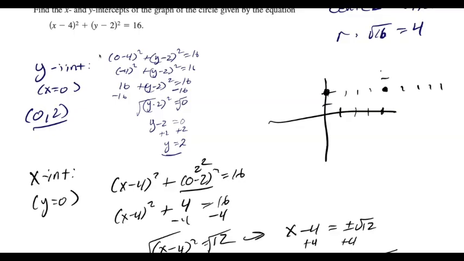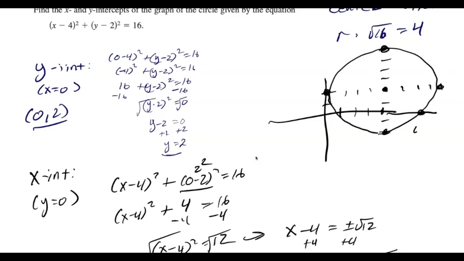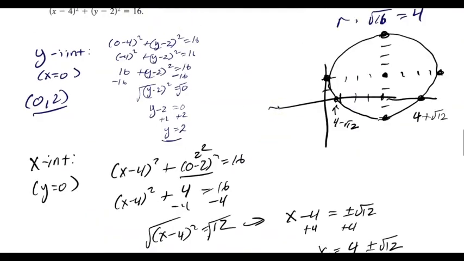Then up 4, 1, 2, 3, 4. Down 4, 1, 2, 3, 4. And then we connect all those, ish. And I guess this would be 4 plus square root of 12. And this would be 4 minus the square root of 12. And that's how you graph it with x and y intercepts. That's circles. Next we're going to do parabolas.